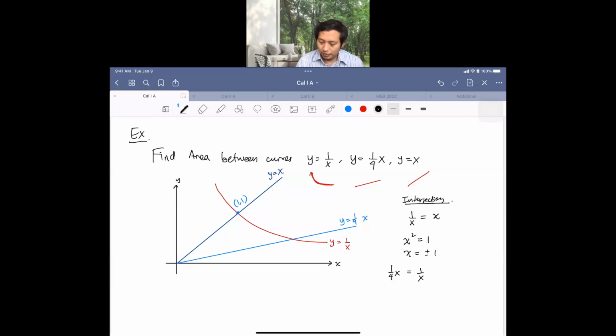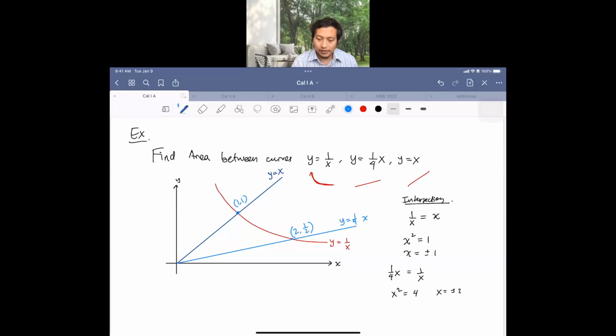So this will be equal to x squared equals 4, or x will be plus or minus 2, but in our case here, this will be 2. So when x is 2, then y will be 1 over 2. That is our intersection. So we have these two points for the intersection.